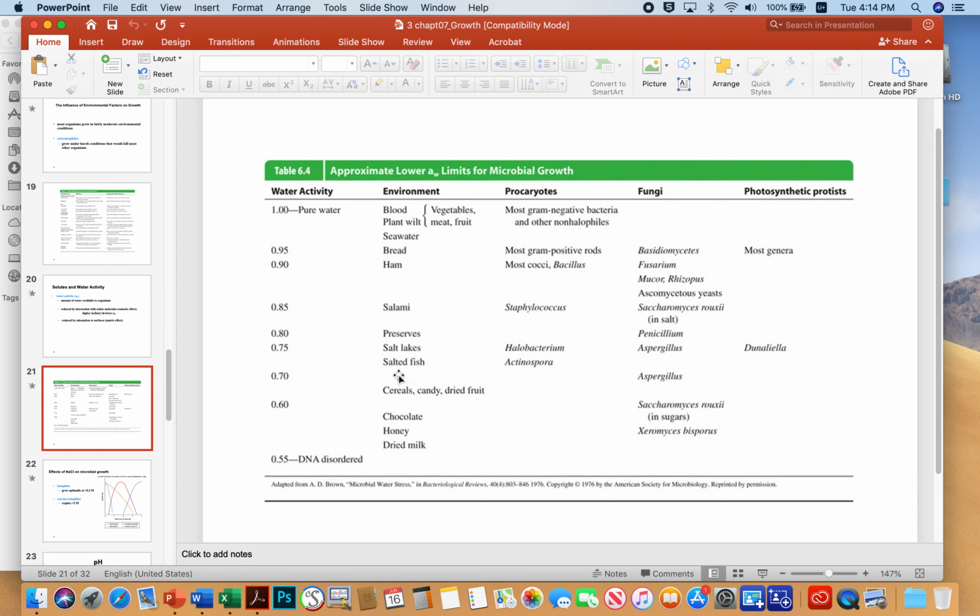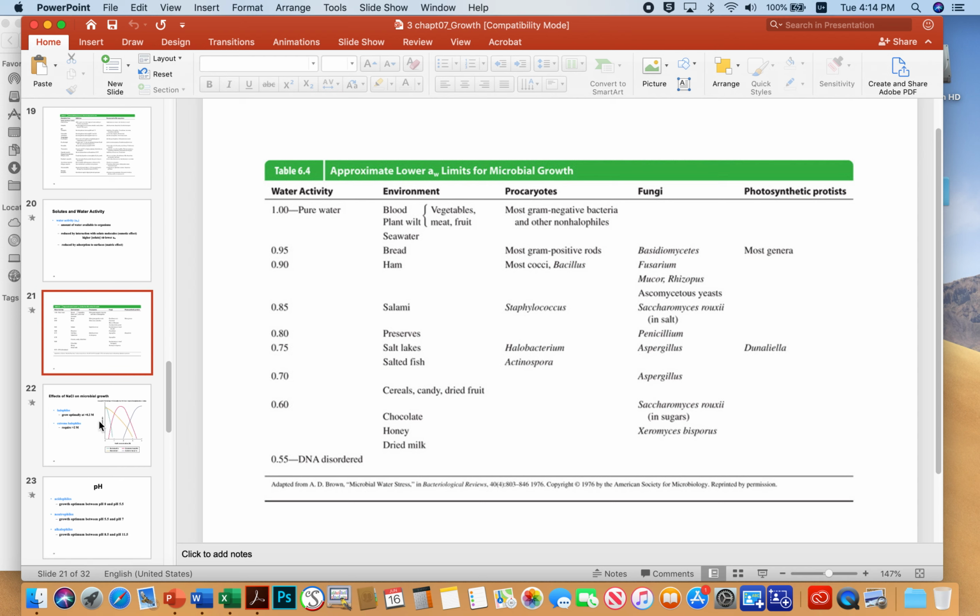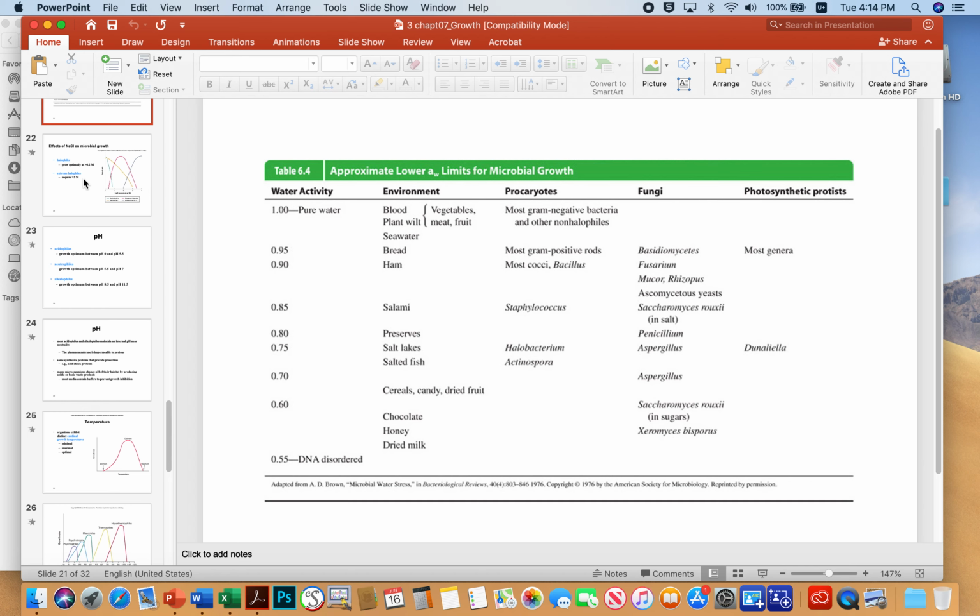Regular fish as opposed to salted fish. Regular fish will stink and turn foul pretty quickly, but if you salt fish, it can last quite a bit longer. Again, because the environment's inhospitable for microbes that can't handle that extra loss of water activity.